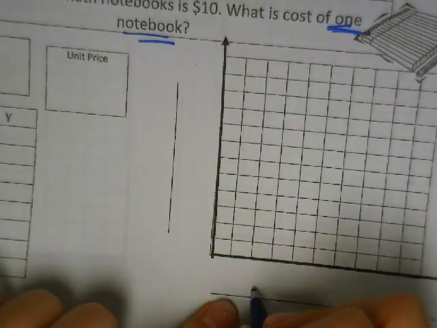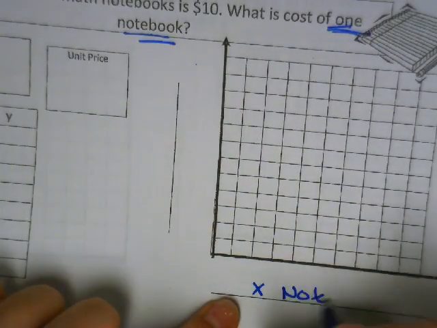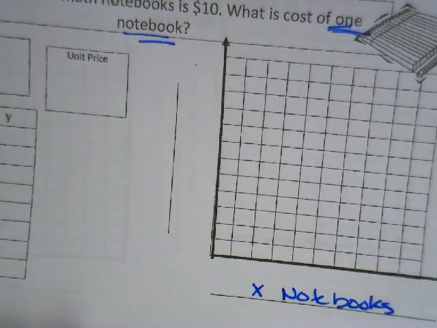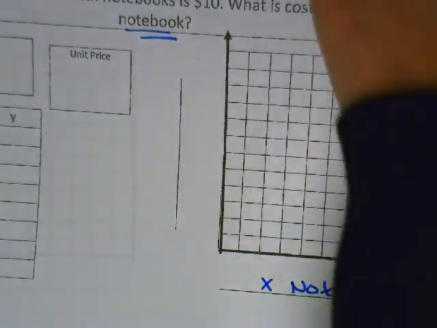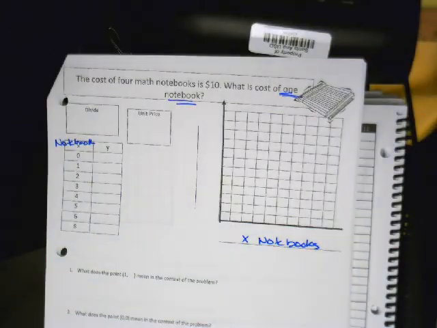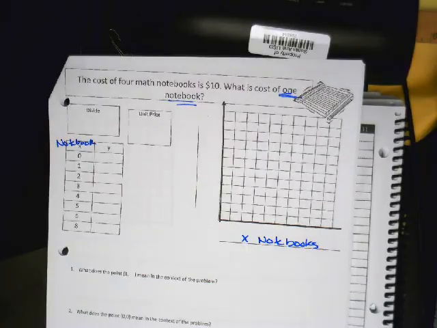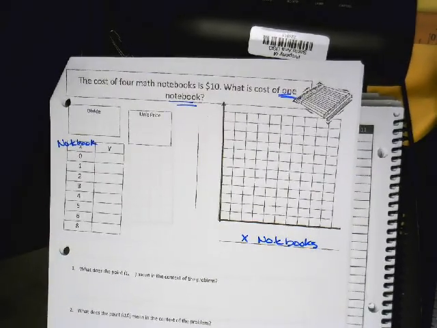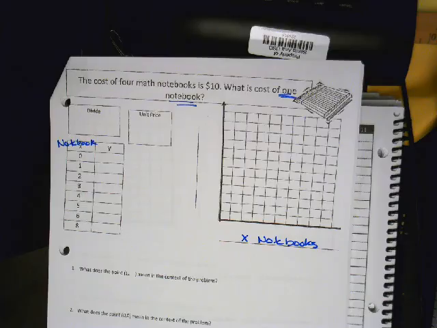Over here, X is also notebooks. Good job. So whatever your X is, your 1 is 1 notebook, that's your X. You can label it here on your table, and you can label your X on your graph. So what's the other number? The other thing we're talking about is money. It's always very popular, money. So that means that your Y is money.